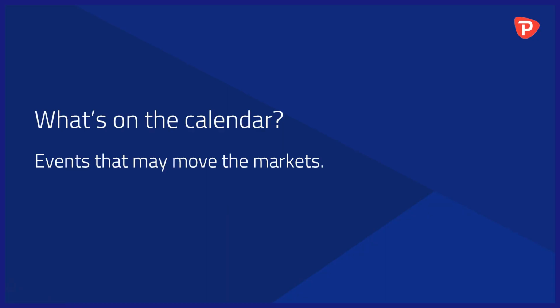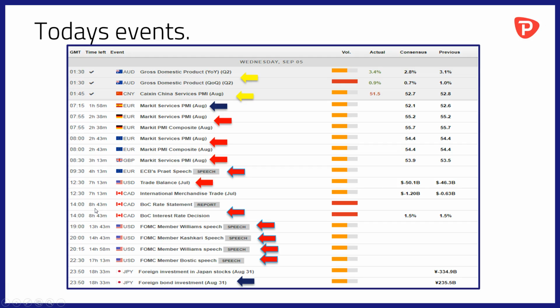Okay, let's take a look at what's on the calendar then, events that may move the markets today. We've got a pretty busy calendar full of important data. We've already had GDP data for Q2 out of Australia that came out at 1:30 AM GMT. 15 minutes later we saw the Caixin Services PMI data for August, and we'll look at both of those numbers in a bit more detail momentarily.